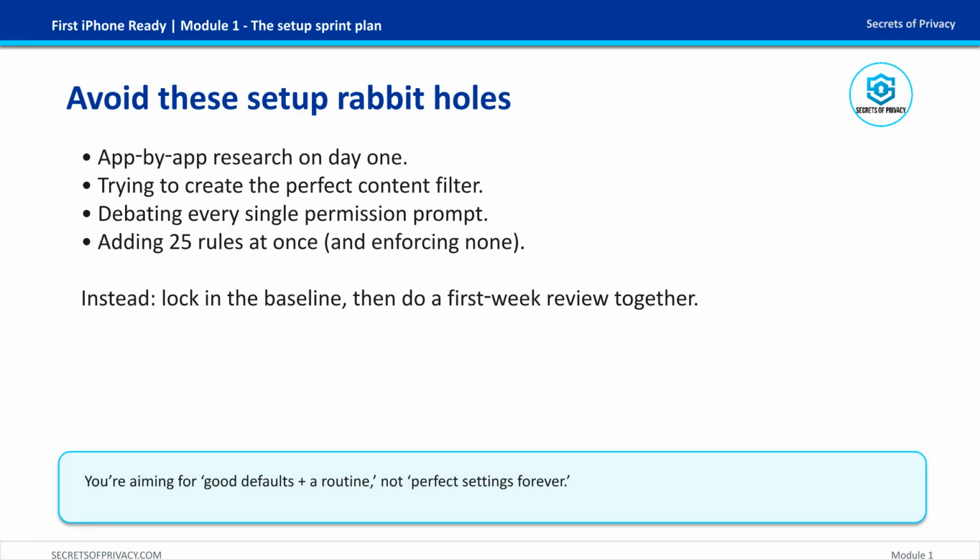Quick warning about rabbit holes. These are the ones that eat time and usually don't pay off on day 1. App-by-app research on day 1. Trying to create the perfect content filter immediately. Debating every single permission prompt as it appears. And adding 25 rules at once and enforcing none.